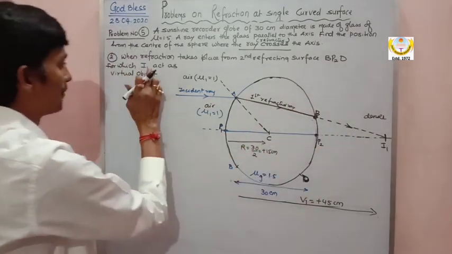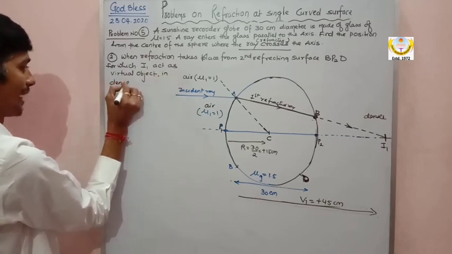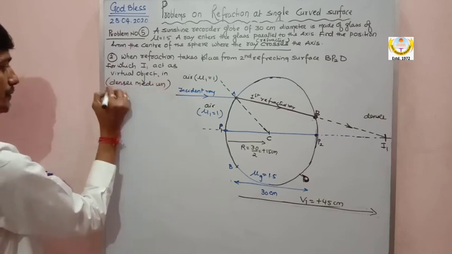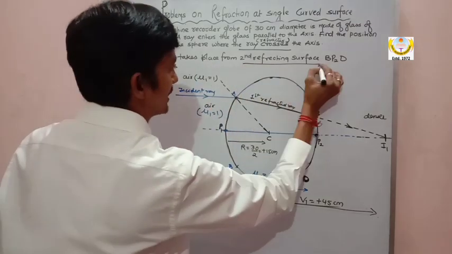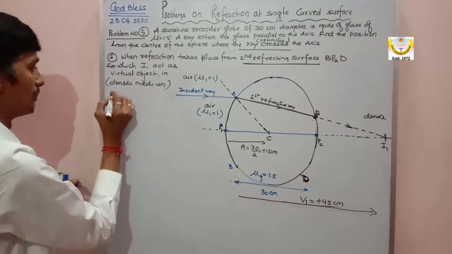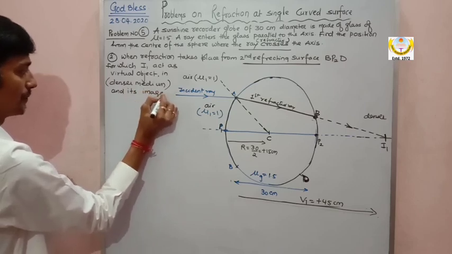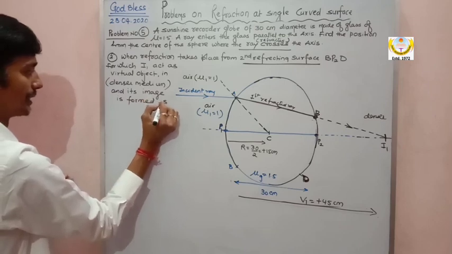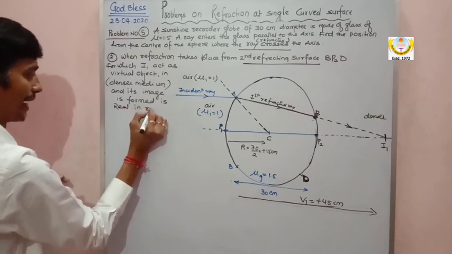Now this I1 acts as a virtual object in the denser medium, for which I1, for whom? For this surface. For this surface, this I1 acts as a virtual object in denser medium, and its image is formed, is real, in the rarer medium.